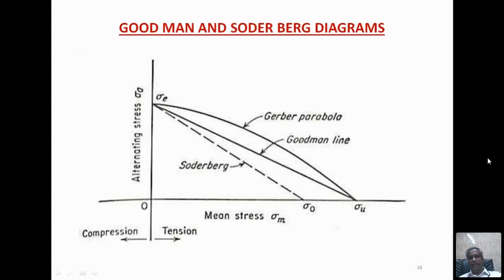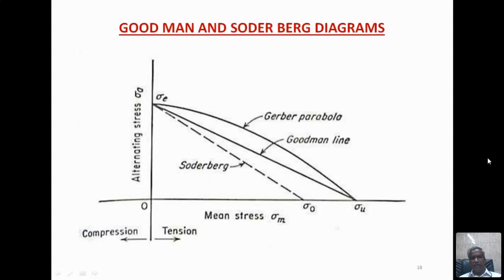So you take the endurance limit on the y-axis and the tensile strength on the x-axis, and connect them by a straight line. Below the Goodman line, whatever operating stress you select and apply on the component, it will not fail. In fatigue design I know the maximum and minimum stress that will act, so I can calculate the mean stress and the alternating stress and find where the point lies. If the point is below the Goodman line, it is safe. If it is above the Goodman line, it is unsafe.